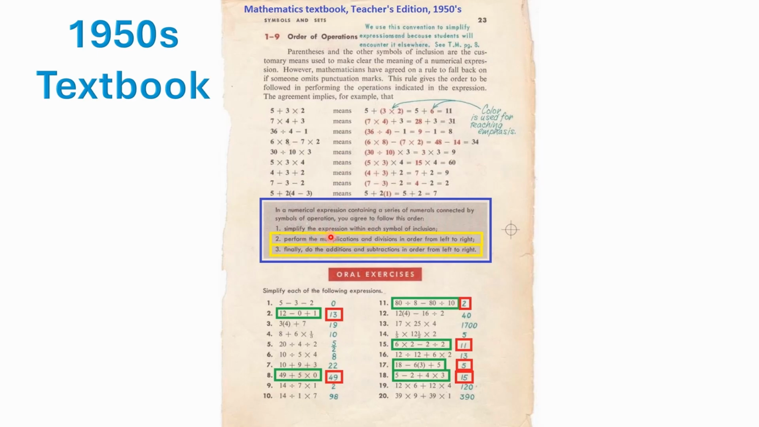Number one, simplify the expression within each symbol of inclusion. And by symbol of inclusion, we're talking about parentheses or brackets. Number two, perform the multiplications and divisions in order from left to right. Number three, finally, do the additions and subtractions in order from left to right. 1950s textbook, very clear.